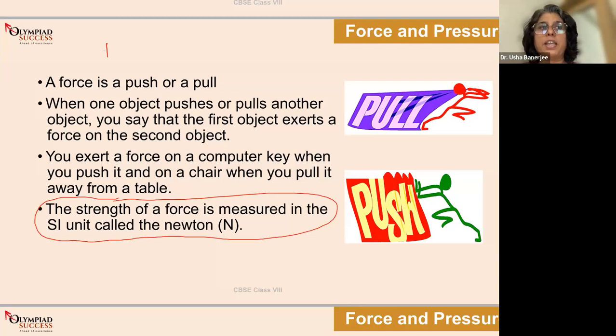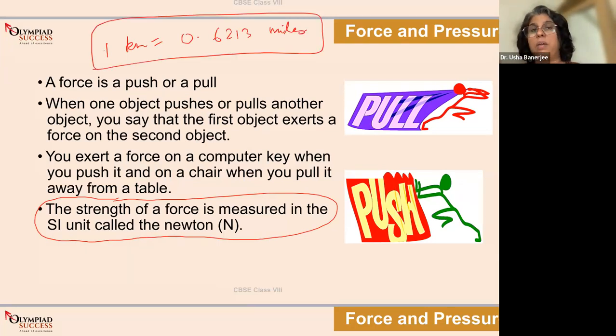How many miles make a kilometer? Yeah, so 1 kilometer is equal to 0.6213 miles. So this becomes a big factor if the number of miles is large, okay? So definitely to convert miles to kilometer, the factor is this. So it is definitely not the same.